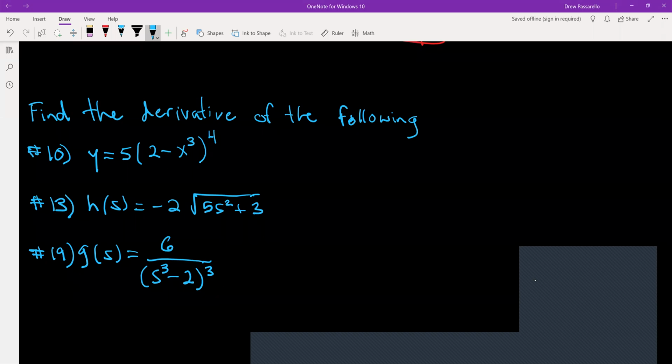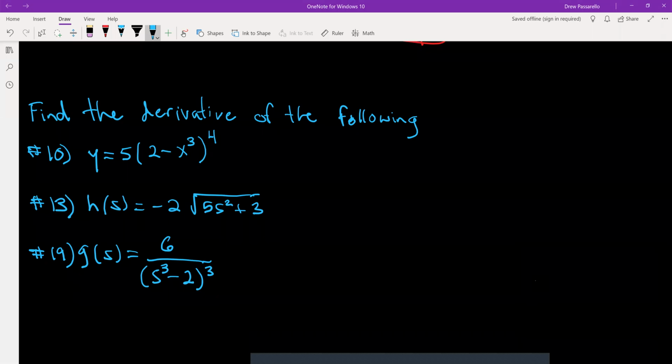All right, so these are going to be three examples where I use the chain rule, finding the derivative of the following. So we're on section 2.4. This is just three examples I'll demonstrate, and then I'll do some more videos with more examples using chain rule.